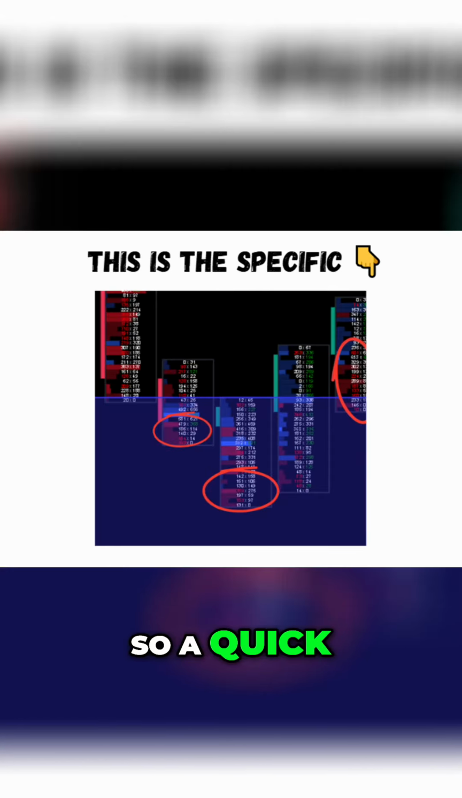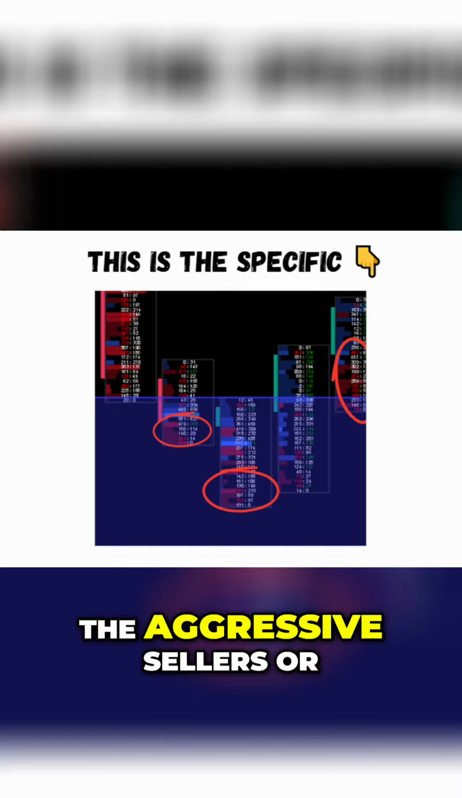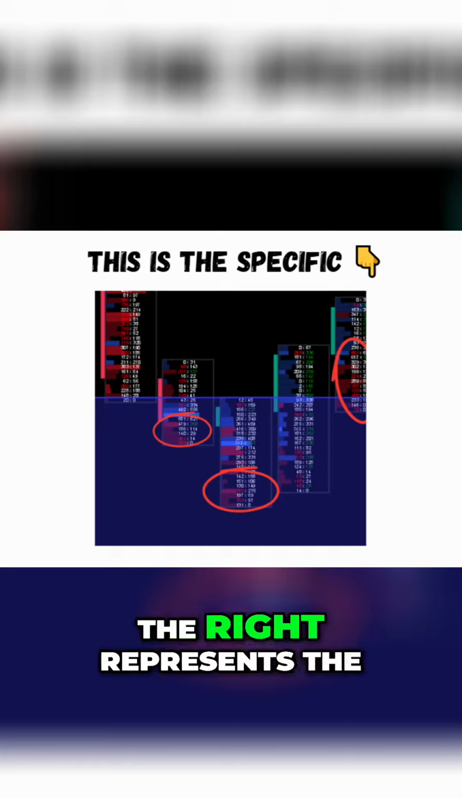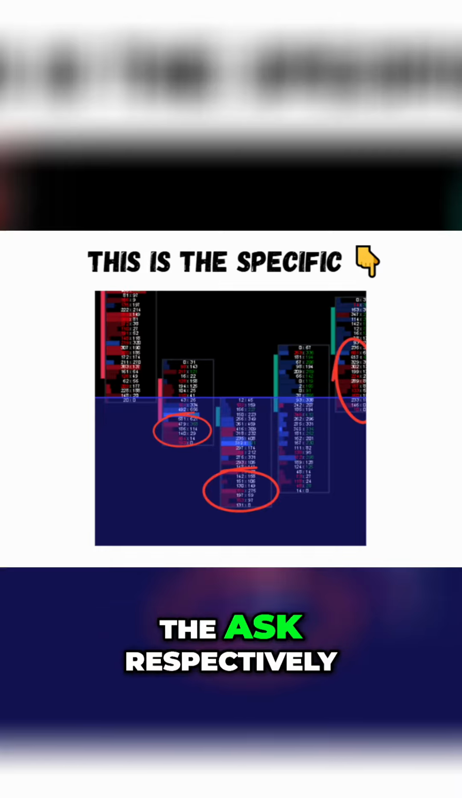So a quick overview on how footprint charts work. You have two numbers, the left number and the right number. The left number represents the aggressive sellers or the sell orders. The right represents the aggressive buyers, or the buy orders, hitting the bid and the ask respectively.